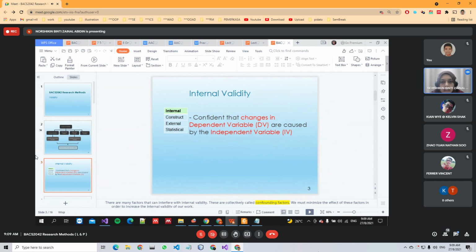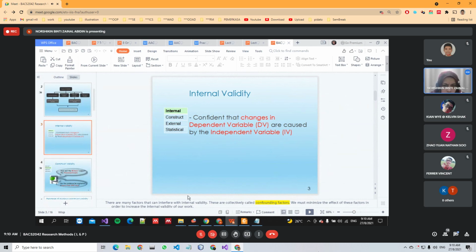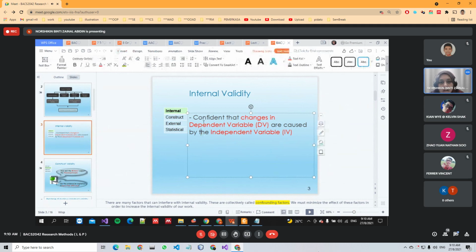As you can see in this slide, we want to be confident that changes in the dependent variable are caused by the independent variable. This is like what I said just now: the result represents the truth in the population that we are studying.